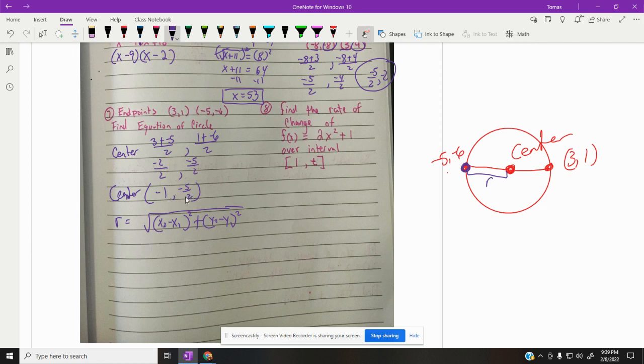All right, so I'm going to make this my x2 and y2 right here. And then this would be my x1, y1. So I'm going to have x2, which is -1, minus my x1, which is 3, plus my y2, which is -5 over 2, minus my y1, which is 1.